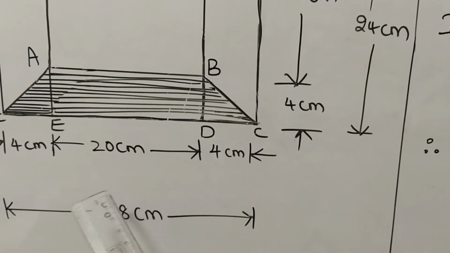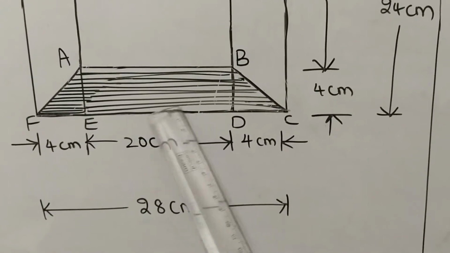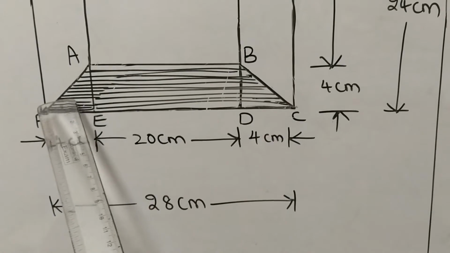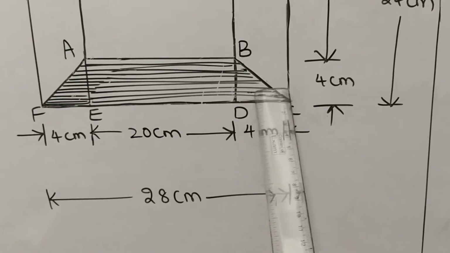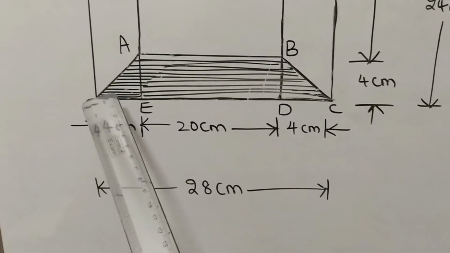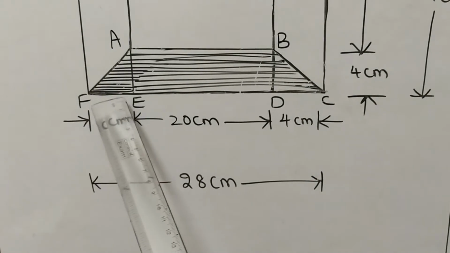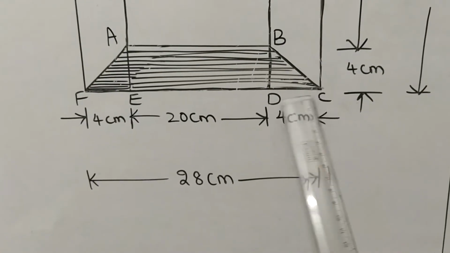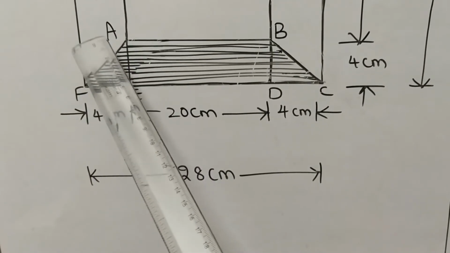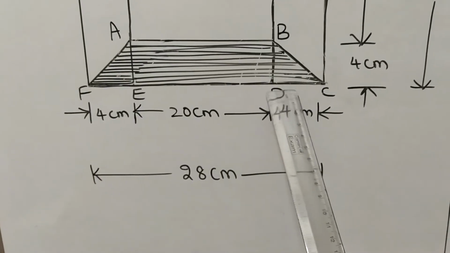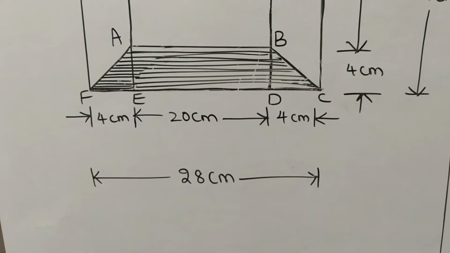Now let us find the area of this shaded part. Observe the shaded part, students, it is divided into 3 sections: one triangle, a rectangle and again a triangle. We have to find first the area of triangle AEF, and then the area of triangle BDC. Next you have to find the area of rectangle ABED. Then add all of them, you will get the area of this shaded part.